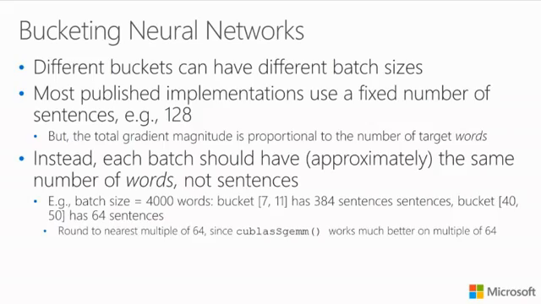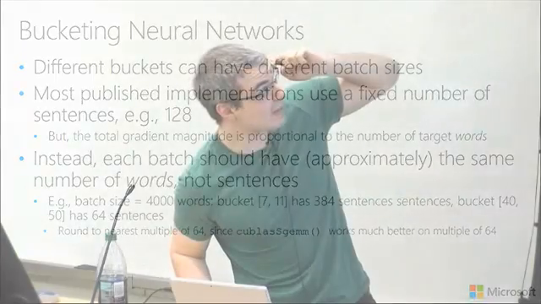But there's another big advantage of bucketing, which I haven't seen mentioned in papers. Abdul Mahad actually pointed this out to me. I didn't think about it, which is that different buckets could have different batch sizes. And this has two huge advantages. The first one: basically every publication I've seen uses a fixed number of sentences, so we use 128 sentences. But there are two problems with this. One is that the total gradient magnitude is proportional to the number of target words, because that's how many loss functions you have. So what you really want is a fixed number of words, not sentences.